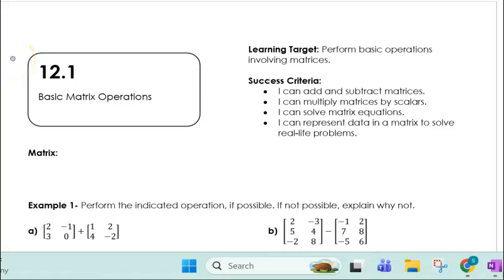These are the 12.1 Algebra 2 notes covering basic matrix operations. Okay, so first let's discuss what a matrix is.